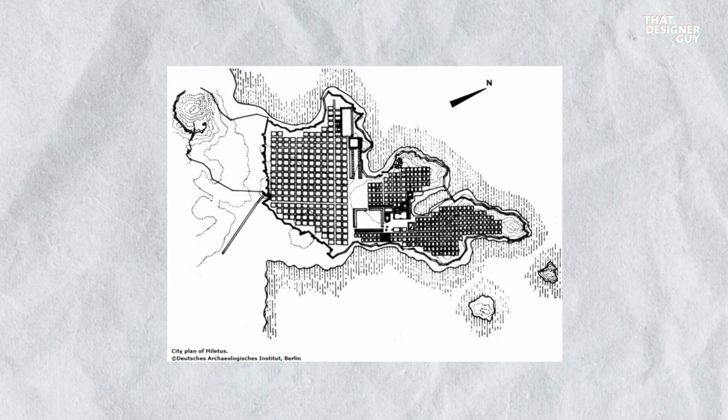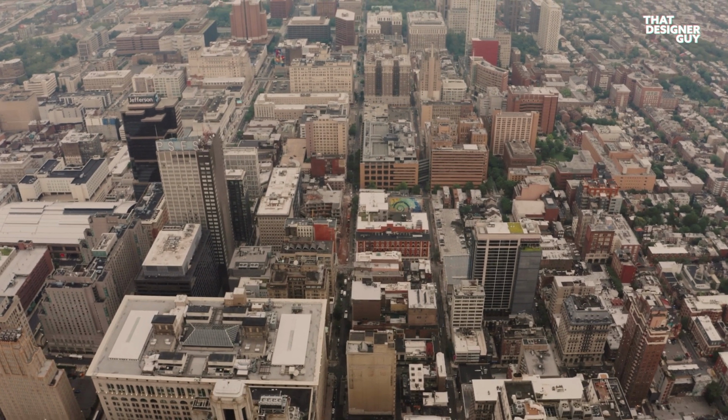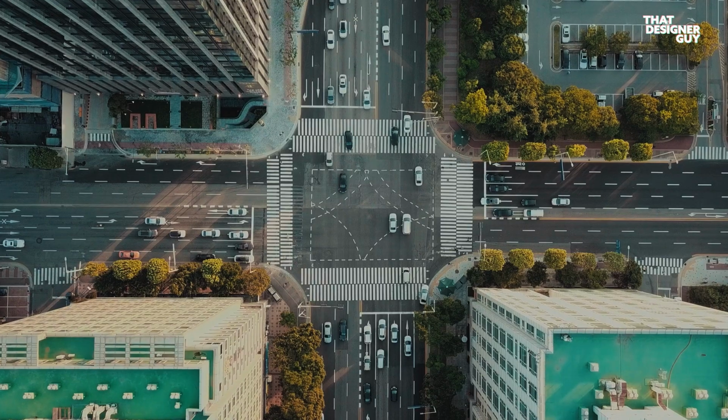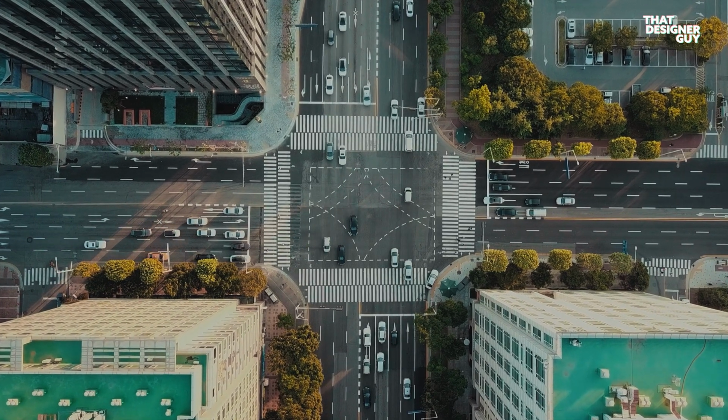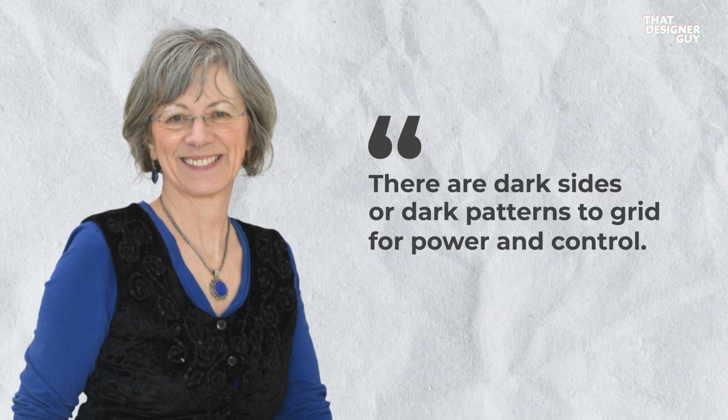We all think a city grid system is designed to help us navigate a city easier and help promote equality because all blocks are kind of shaped and sized equally. But there is a dark pattern to these grids. Jill Grant from the Department of Environmental Planning at Nova Scotia College of Art and Design said there are dark sides or dark patterns to grids for power and control.